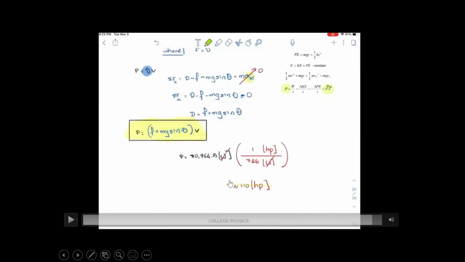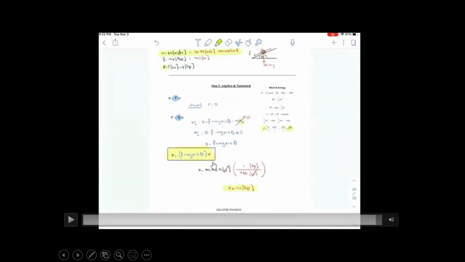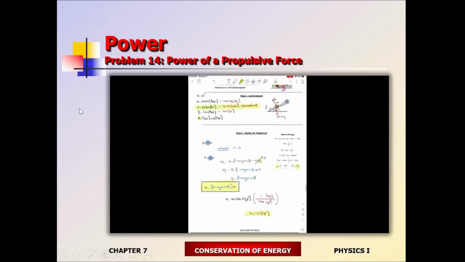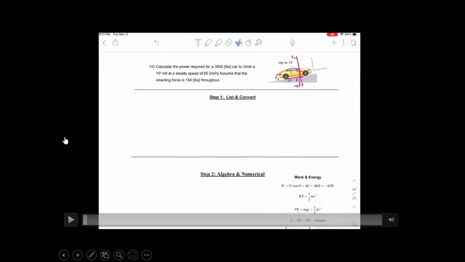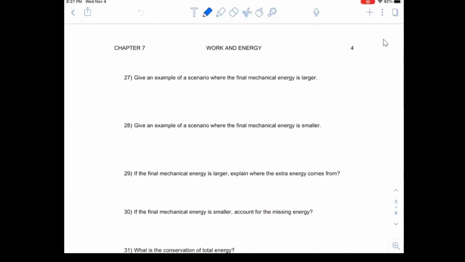And the horsepower in this case is going to be 110 horsepower. So that's the exact same car that we were dealing with. All right, so for a car to be able to go up at a steady speed of 60 miles per hour up this incline, it's going to be 110 horsepower. All right, so that was question number 14. All right, so jump in whenever you guys are ready, if you have the answer.